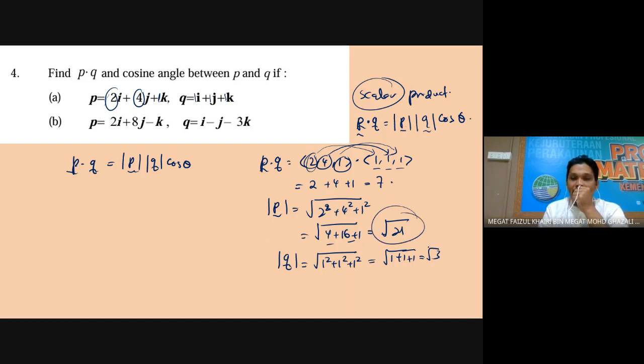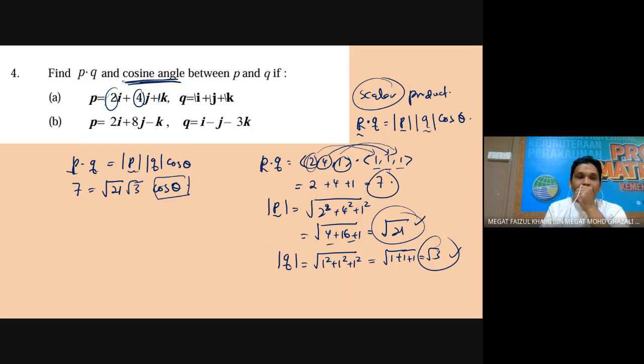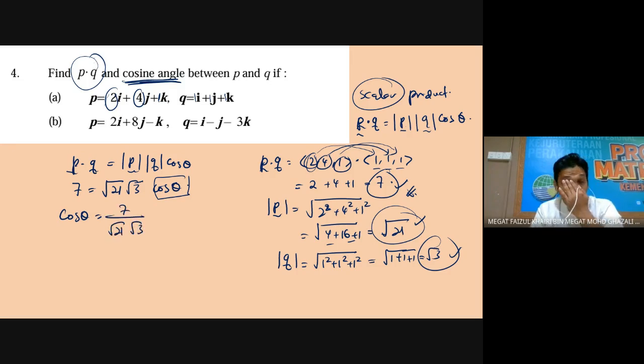So let's substitute all the values that we have here into this. P dot Q is 7. Okay, it is square root of 21 and square root of 3 from here. And cos theta is the one that we're looking for. So, find P dot Q, P dot Q equal to 7. So cos theta equal to 7 divided by square root of 21 times square root of 3.